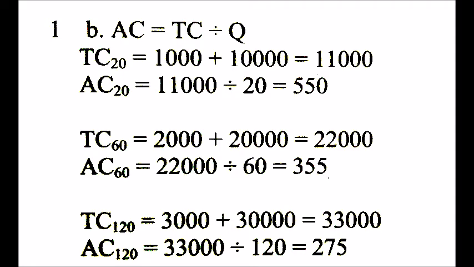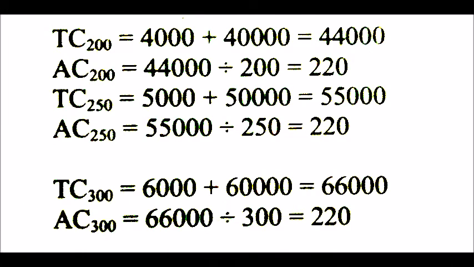Now total cost of 200 is equal to 4,000 plus 40,000, which will give you 44,000. So AC of 200, the average cost of 200, is equal to 44,000 divided by 200, which will give you 220. Now TC of 250 is equal to 5,000 plus 50,000, which is equal to 55,000. So AC of 250 is 55,000 divided by 250, which will give you 220.